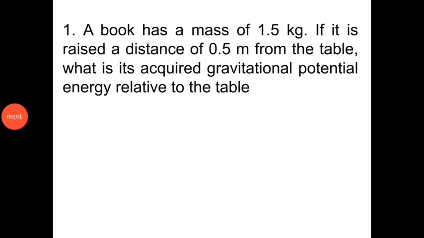Okay, now let us answer the exercises on page 18. For number 1, a book has a mass of 1.5 kilograms. If it is raised a distance of 0.5 meters from the table, what is its acquired gravitational potential energy relative to the table? So of course, in solving problems, we identify the given. Our given here: we have the mass of 1.5 kilograms, and the distance or the height of 0.5 meters. We are looking for the potential energy, U.